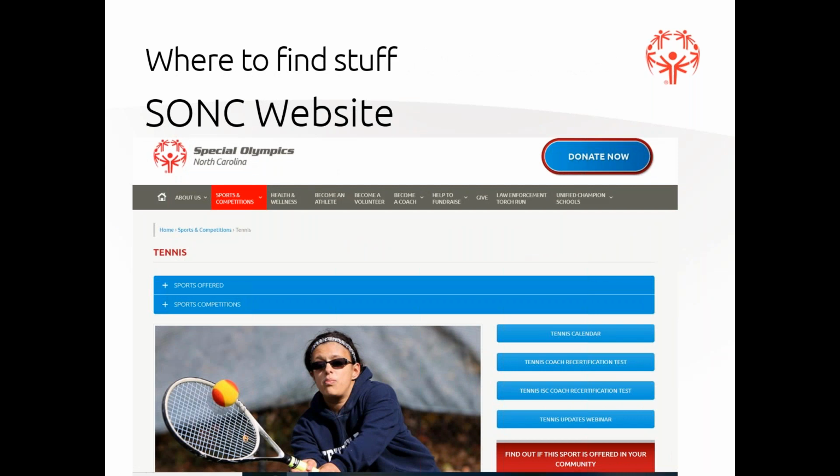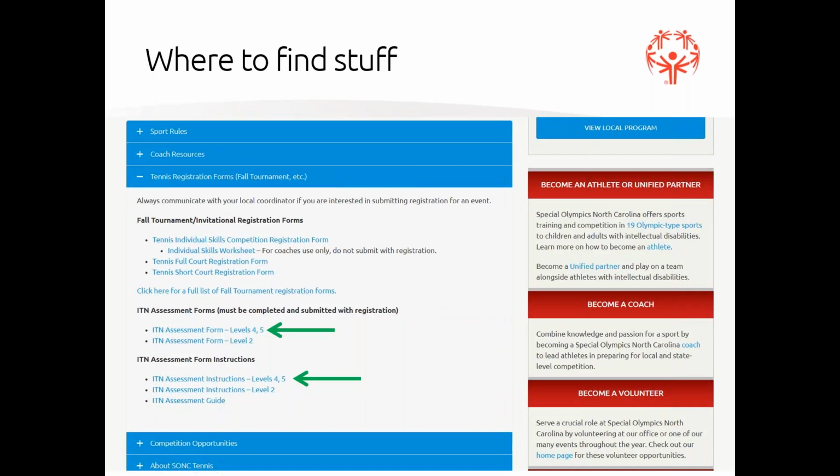So where to find this information? We have put all the ITN assessment forms and the instructions and guides on the tennis webpage, and we will also be putting this on the tennis webpage as well. Please utilize these resources when completing the assessments for your athletes. The guides and instructions provide court diagrams that outline the setup of the court with complete instructions on correctly performing the ITN assessment.